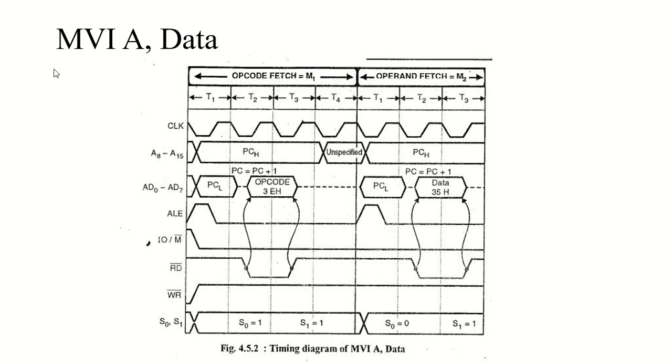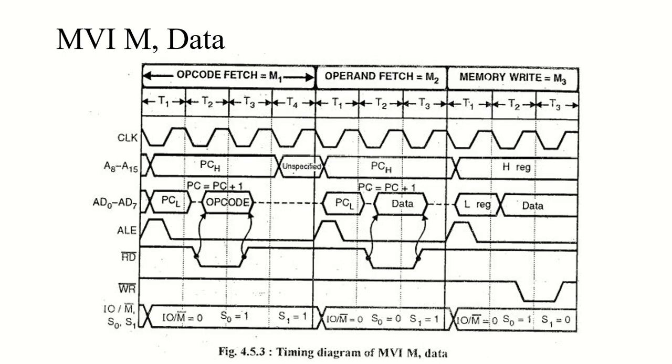But right now let's move forward to the third timing diagram for today. It's MVI M comma data. So the first question that I'm going to ask is, how many machine cycles does it have, and how many bytes will it require? Right, there are 3 machine cycles, so 3 bytes.